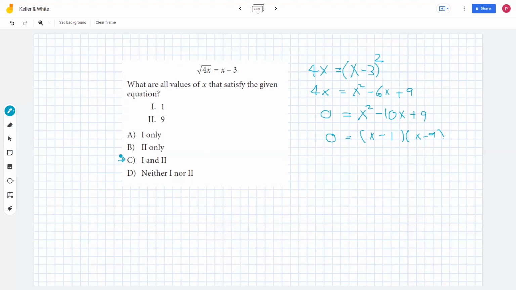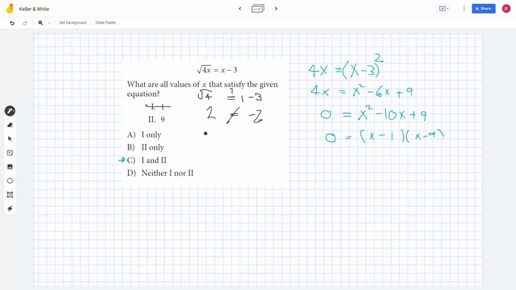All right. On the other hand, if you were a lazier kid like me, you wouldn't be doing any of this. You would just go to the answer choices and try them. Look. Is 1 a solution? Let's try it. Square root of 4 times 1 is 2, and 1 minus 3 is negative 2. No, they are not equal. 1 didn't work. Okay, so the answer choice can't be that.